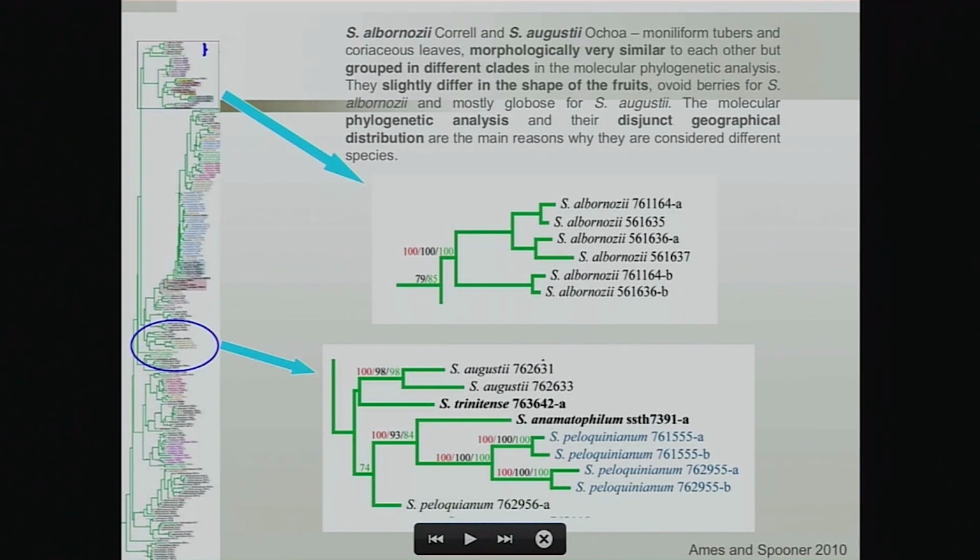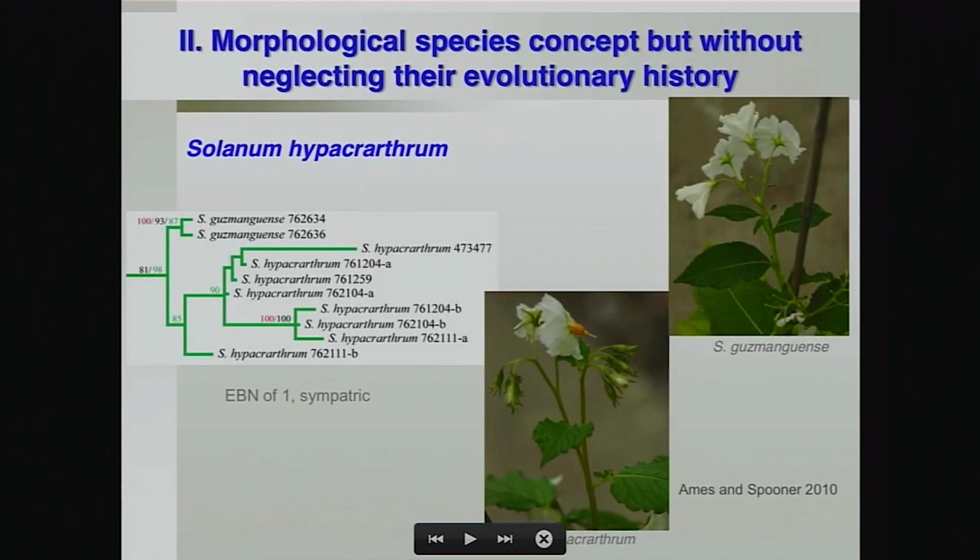Next, Solanum albornozi and augusti. Here is Solanum albornozi, and here are Solanum augusti. Those grouped in different clades slightly differ in the shape of the fruit. Slightly. How you know if they are different species or not? Now we know because you can see very clear that those clustered in different clades, those grouped in different clades. So we recognize 2 different species, albornozi and augusti.